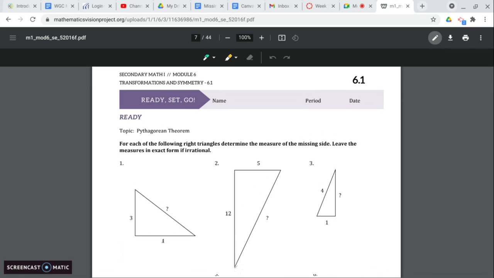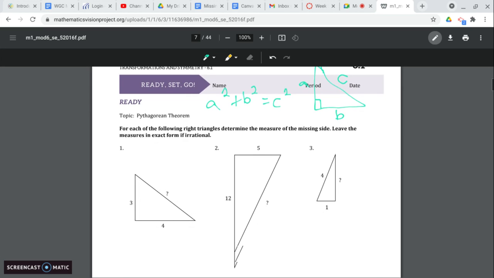Now, the Pythagorean theorem is a squared plus b squared equals c squared, if you don't remember. When we have a right triangle whose legs, the two sides that form the right angle, are A and B, and the hypotenuse, the side across from the right angle, is C. So the one that we're going to do, number 3.